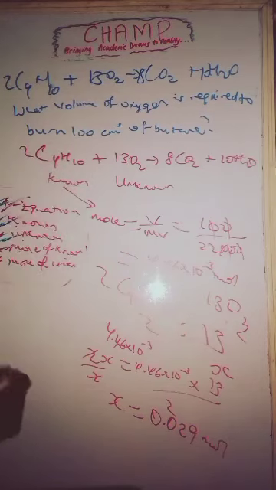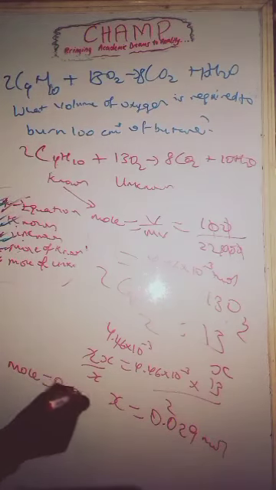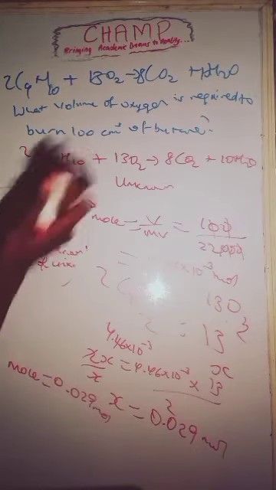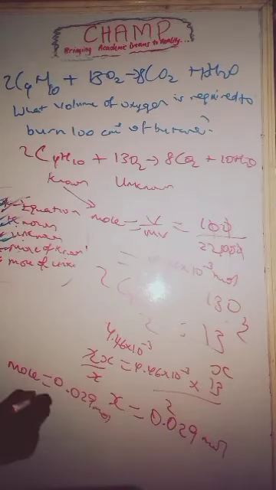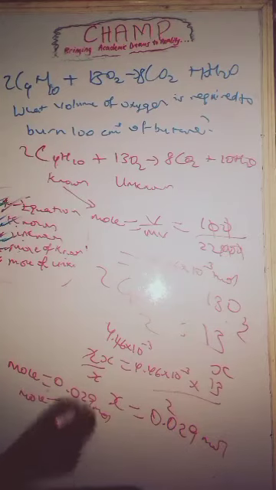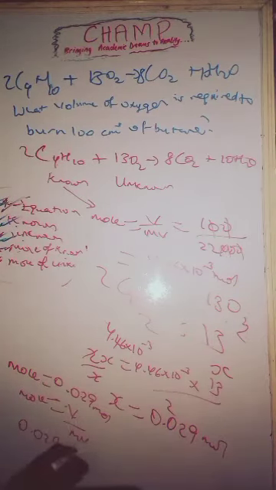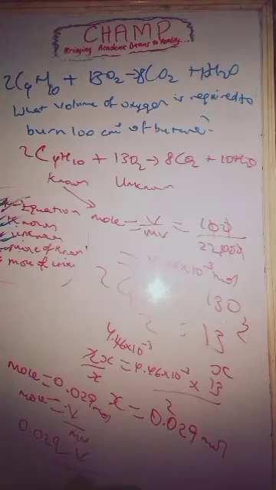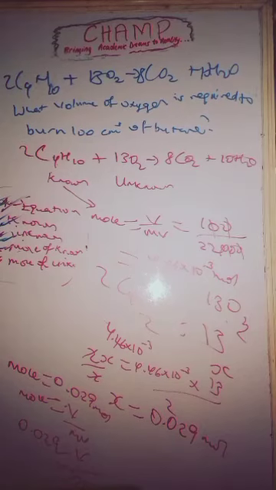So it's this one that you use to get your answer. What volume of oxygen? You've gotten your mole, right? 0.029 mole. What's the formula you use? Volume over molar volume. Your mole is 0.029. What's your volume? That's what you're looking for. What's your molar volume? 22,400. So just cross multiply.